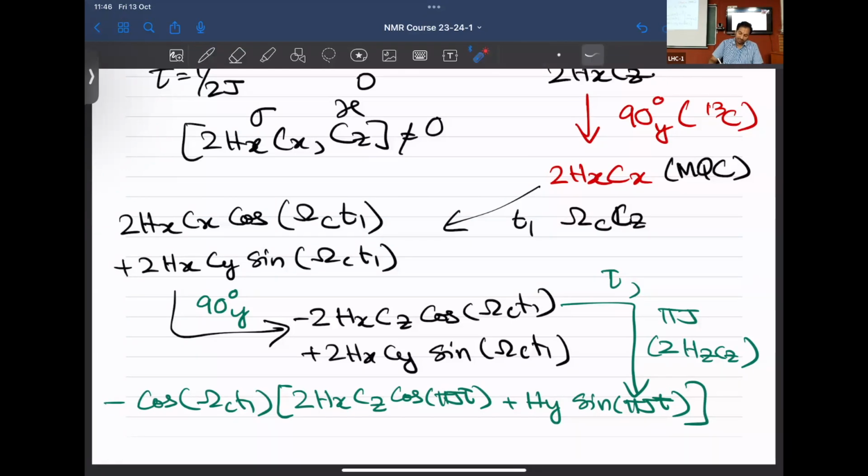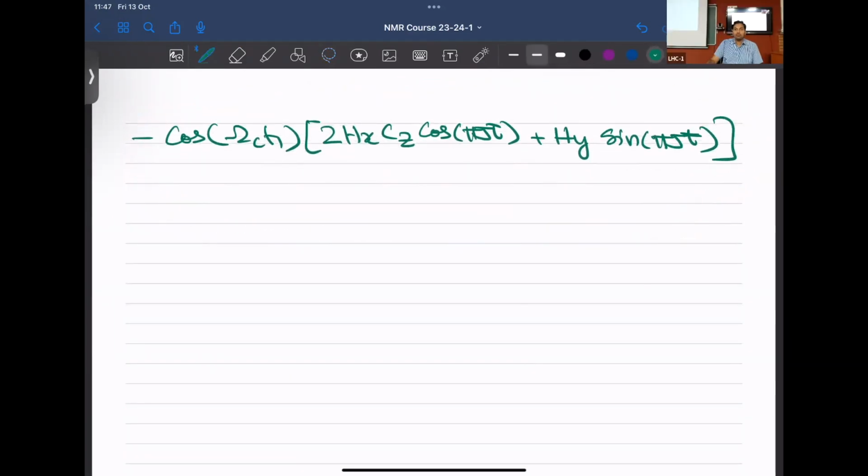This is the only term, because the other term can exist, but we cannot observe it anyway. And it will anyway not evolve with scalar coupling. It will remain as it is, and it's not going to be observable. You can literally write the same thing down here. So this is the term that you got.